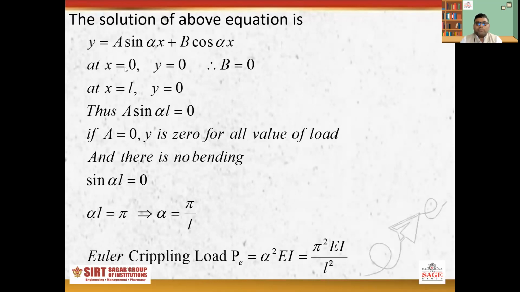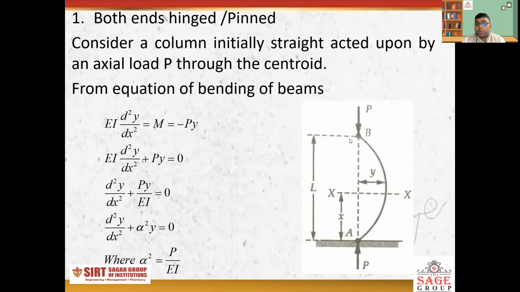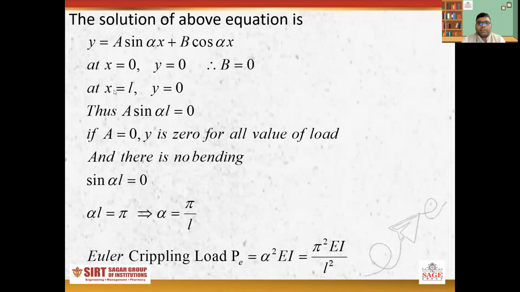Putting x equal to 0, sine 0 is 0, and cos 0 is 1, with y equal to 0, so B is equal to 0. Similarly, at x equal to L, which is the point B, y, the deflection, is also 0. Putting x equal to L, and knowing that B is equal to 0, the cosine term becomes 0. So we can write A sine alpha L equal to 0.